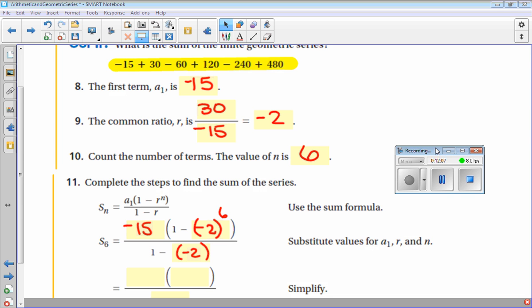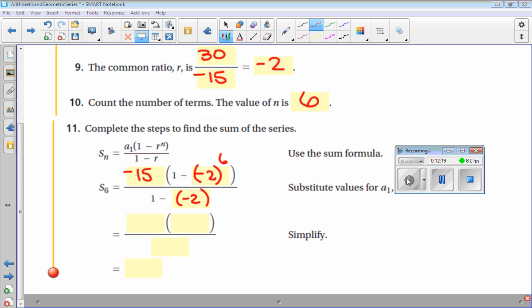So I want everybody to do it. Plug it in. Tell me what you get, and tell me what the sum of this series is. So 315 is the answer. If you didn't get 315, it's probably because you didn't put parentheses in the right spot, you didn't use a negative sign, you might have used a subtraction sign, or some other error. Okay?